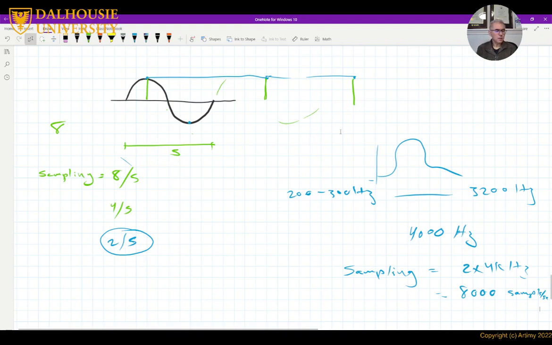And sometimes we'll say, okay, a signal sampled at twice the Nyquist rate. So the Nyquist rate is 2 times. Twice of that means 4 times, right? So keep that in mind.